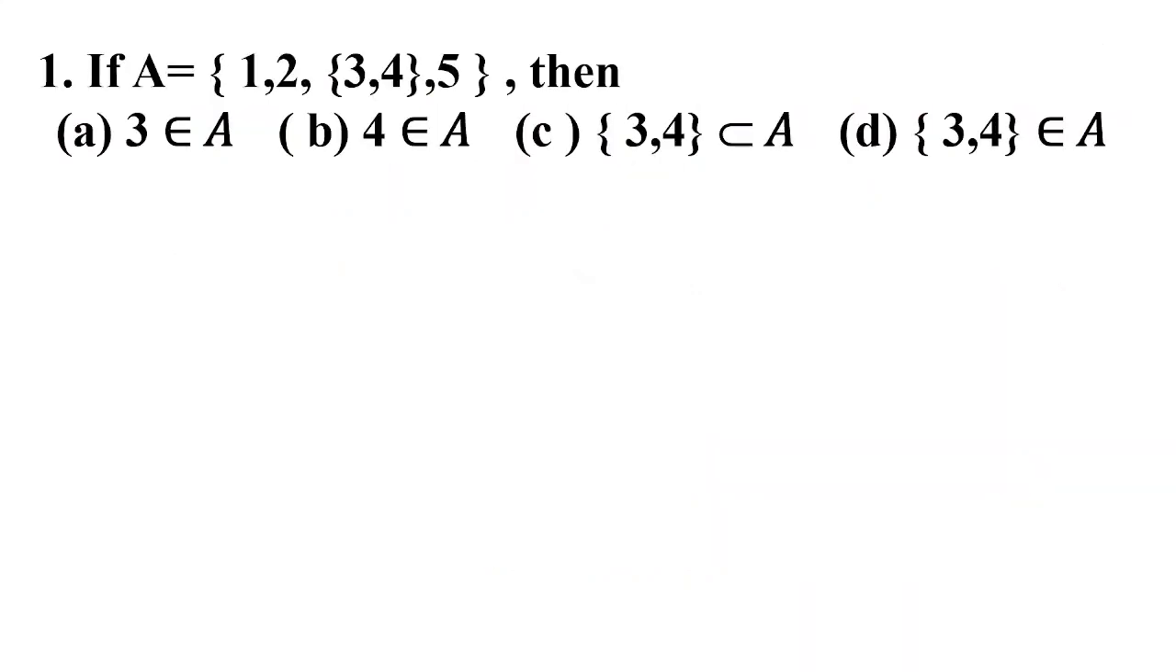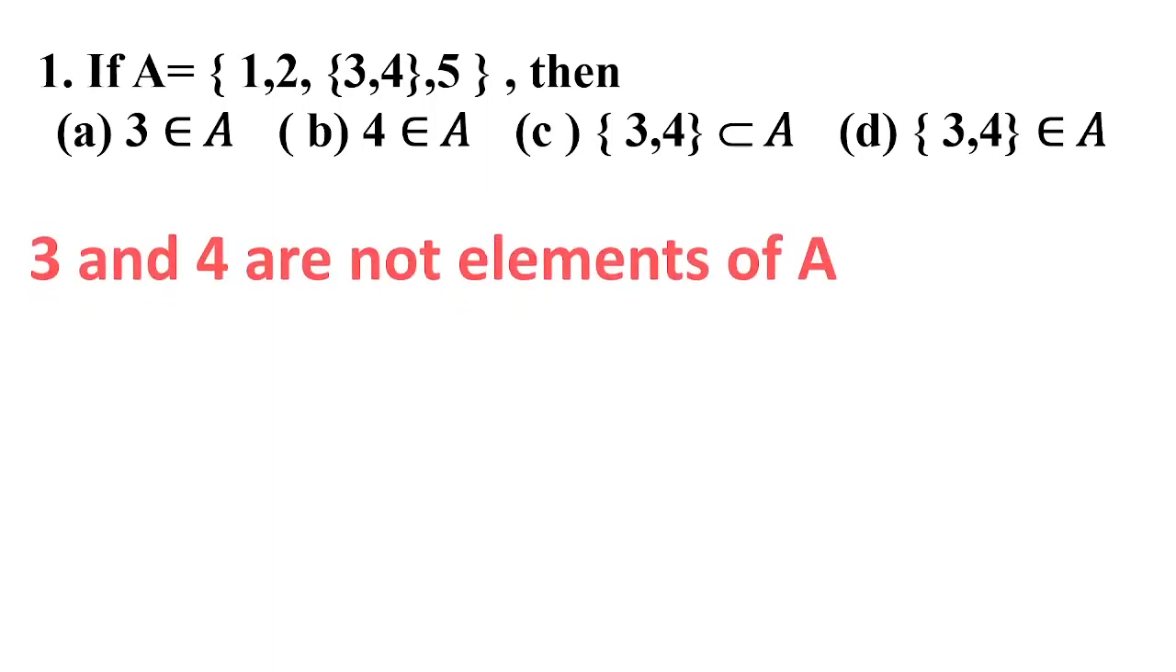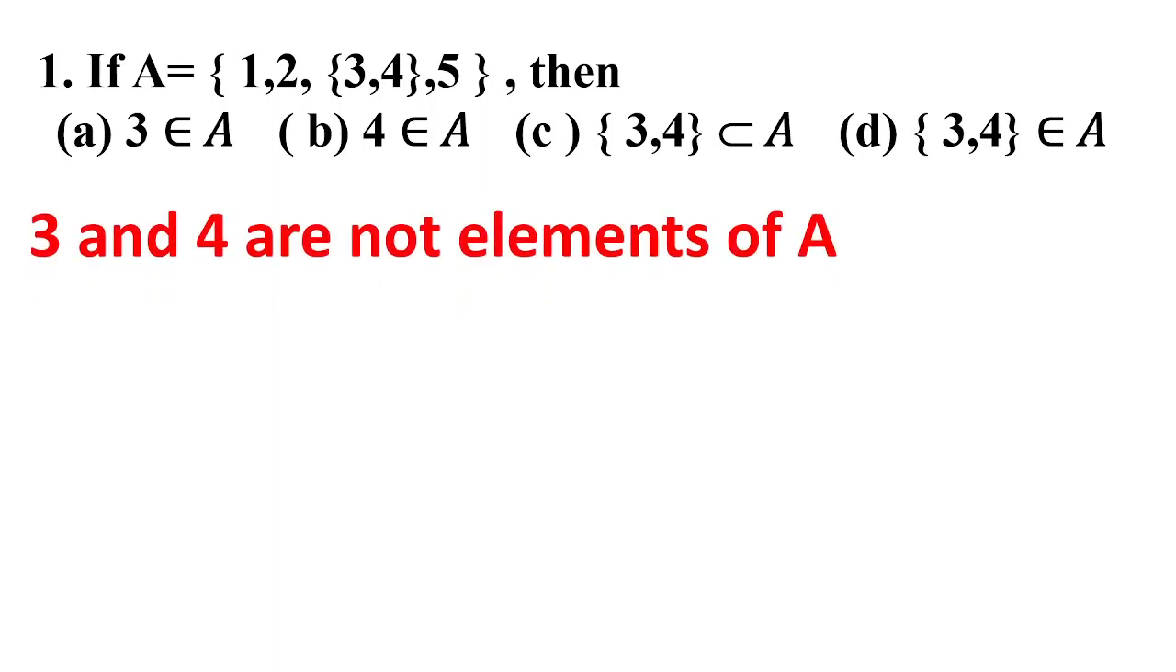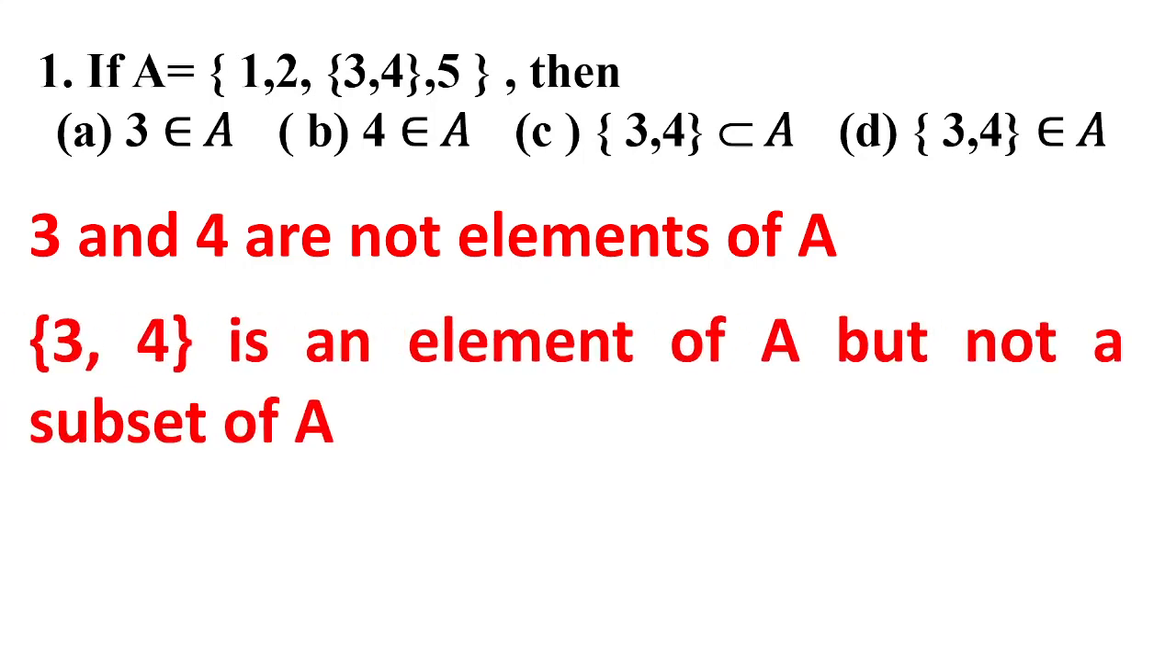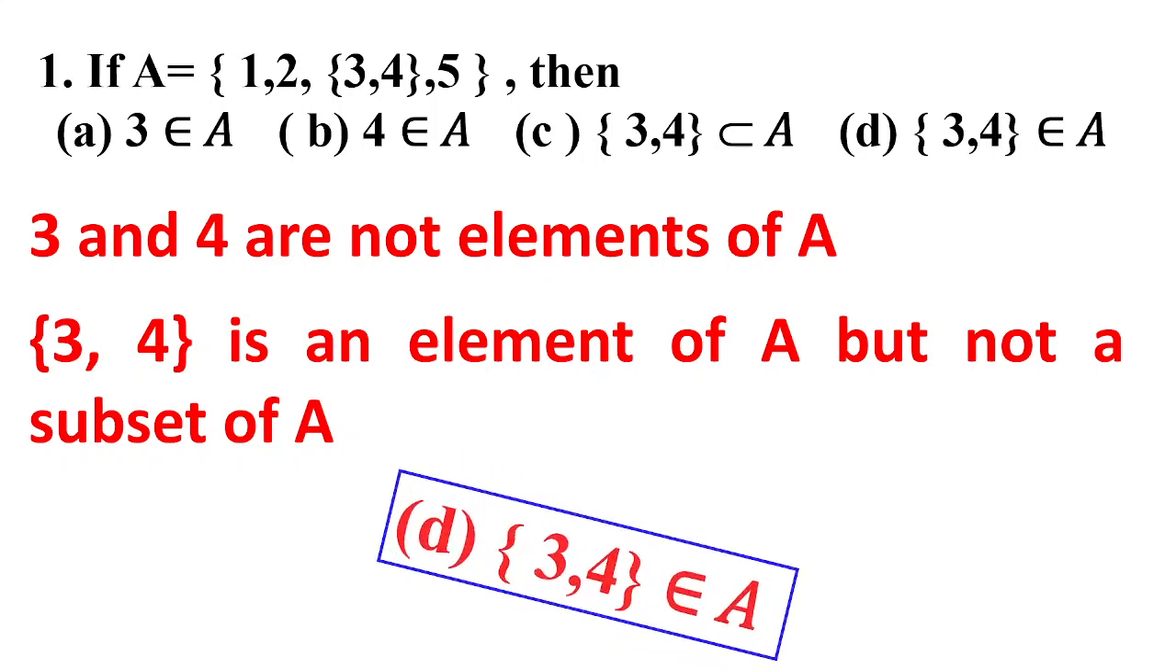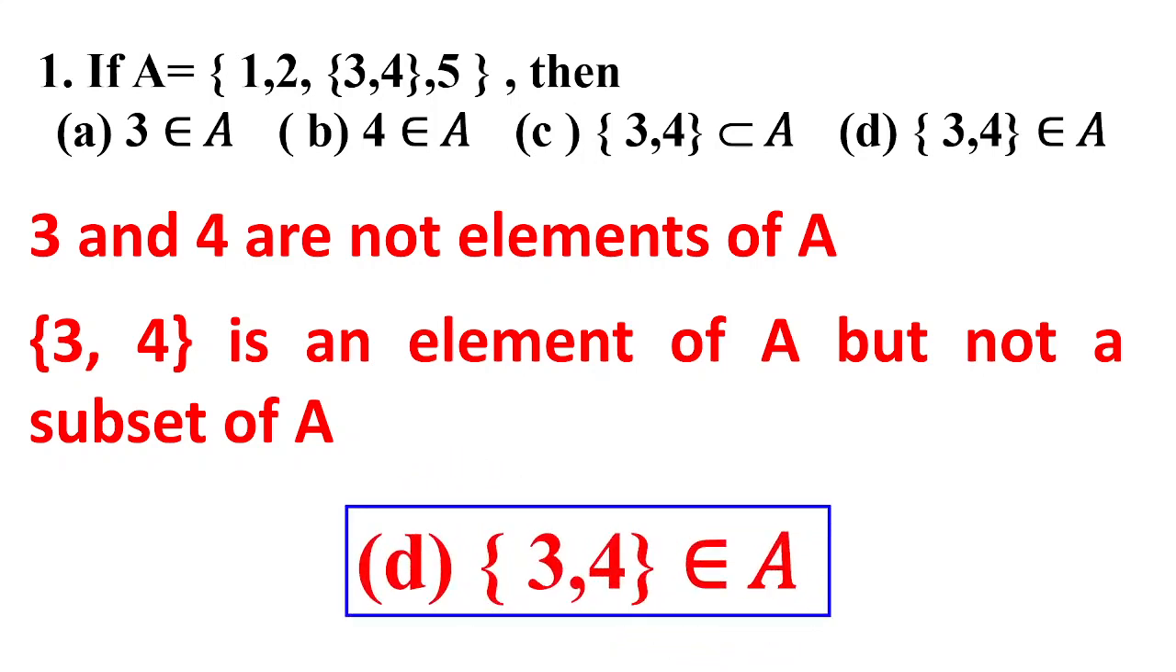Let us move on to question number 1. A is given as {1, 2, {3, 4}, 5}. Then we have to check out what is the correct answer. 1, 2, 5 are all elements. 3 and 4 are not elements, but the set containing 3, 4 is an element of the set capital A. Therefore {3, 4} is an element of A but not a subset. You have to be careful. Therefore the correct answer is D. The set containing 3, 4 is an element but not a subset.